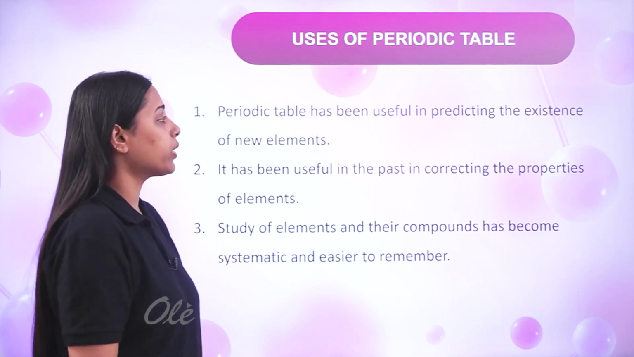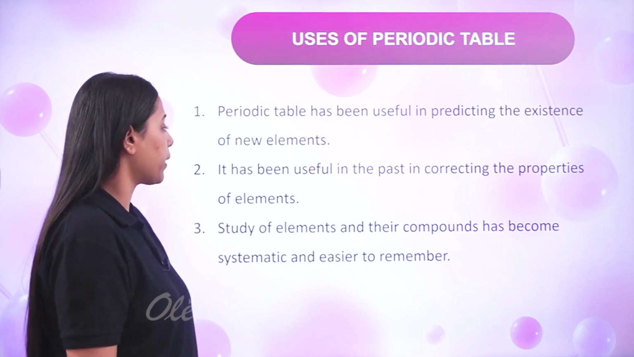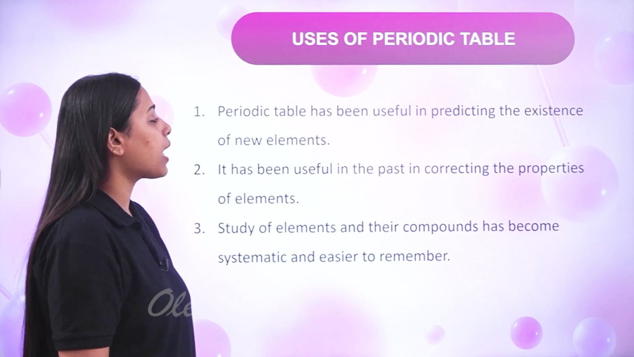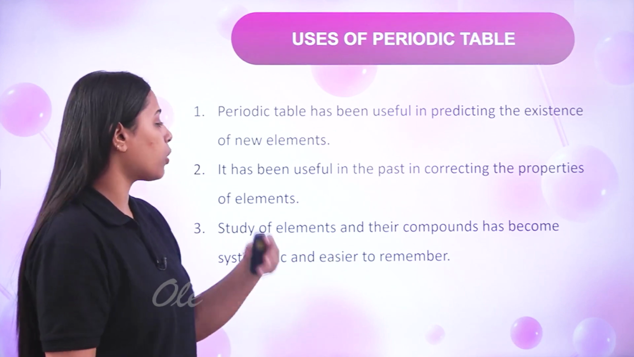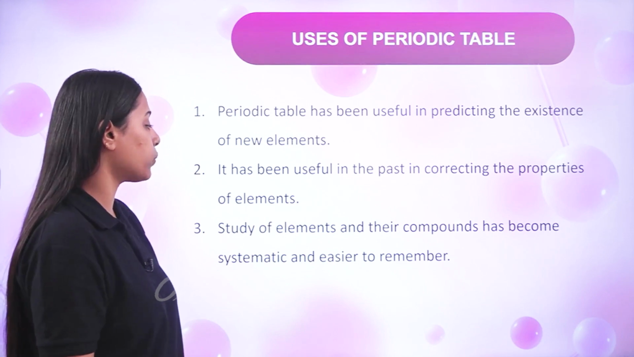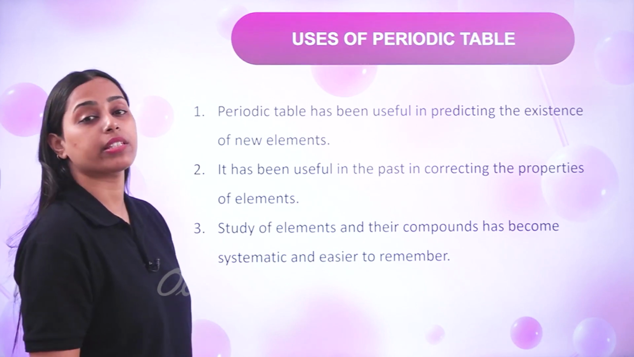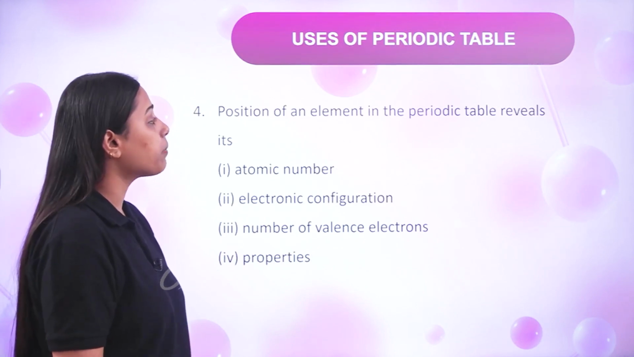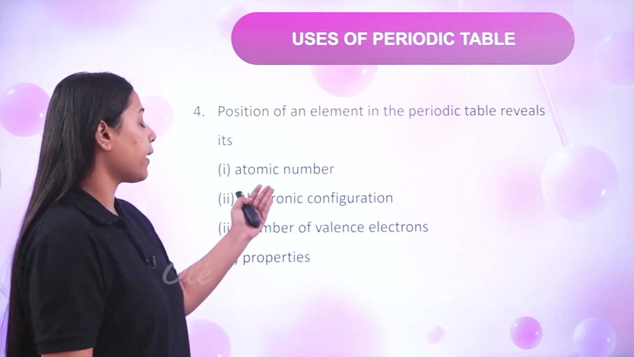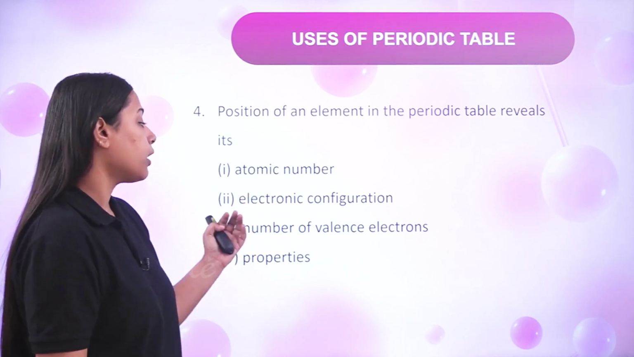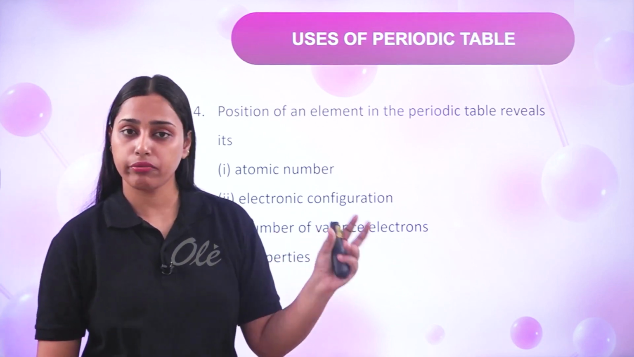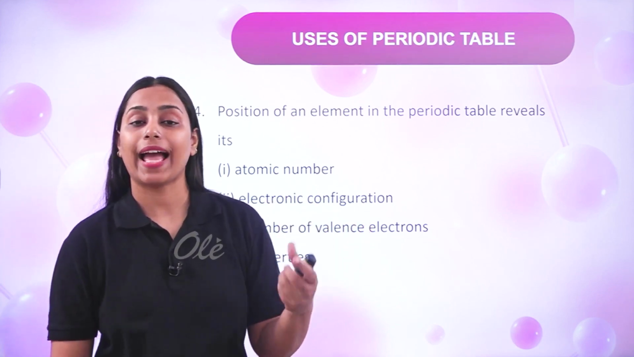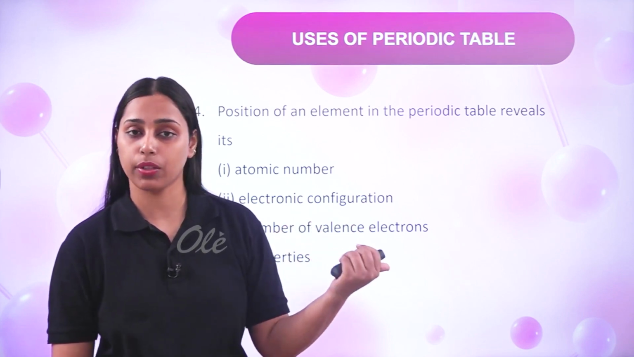It has been useful in predicting the existence of new elements. It has been useful in the past in correcting the properties of elements. The study of elements and their compounds has become systematic and easier to remember by the development of this periodic table. The position of elements in the periodic table reveals their atomic number, their configuration, number of valence electrons, and properties. So many characteristics or information about an element can be deduced by studying this periodic table.